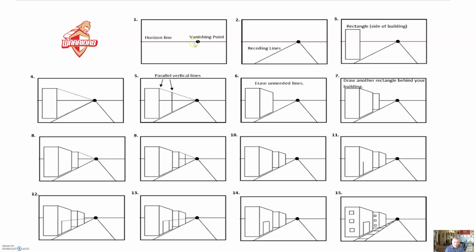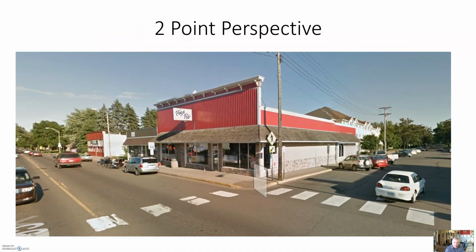In 1-point perspective, you have your vanishing point. Then you draw lines to the vanishing point. Then you're drawing rectangles per side of the buildings, either straight vertical or horizontal lines. But every single line is either straight, vertical, horizontal, or goes to a vanishing point. And you can kind of see step by step how you would actually draw that out in a 1-point perspective drawing.